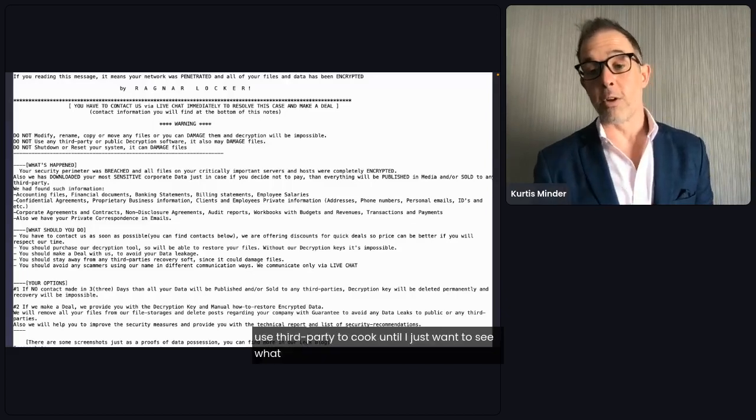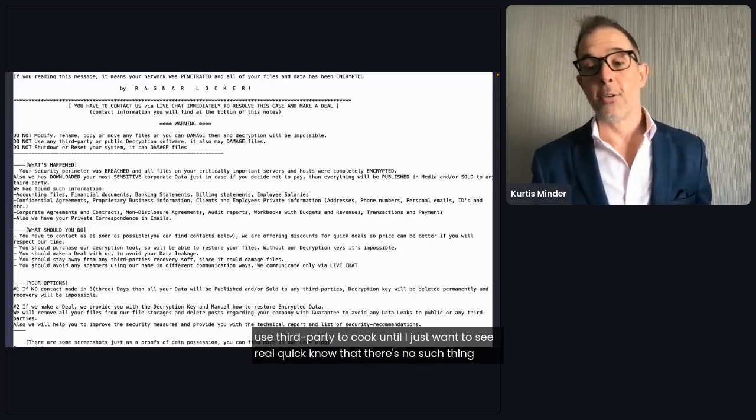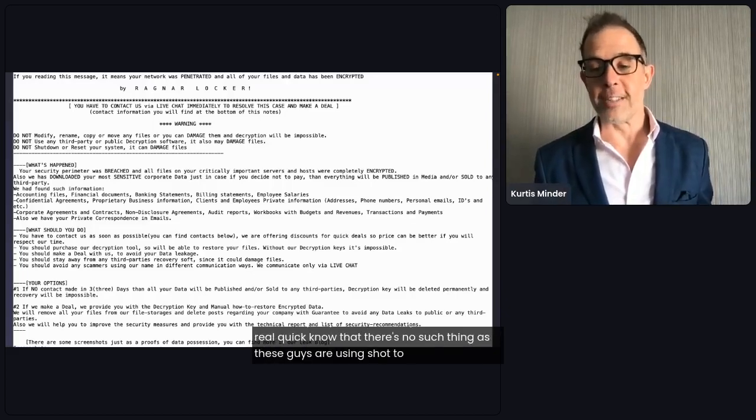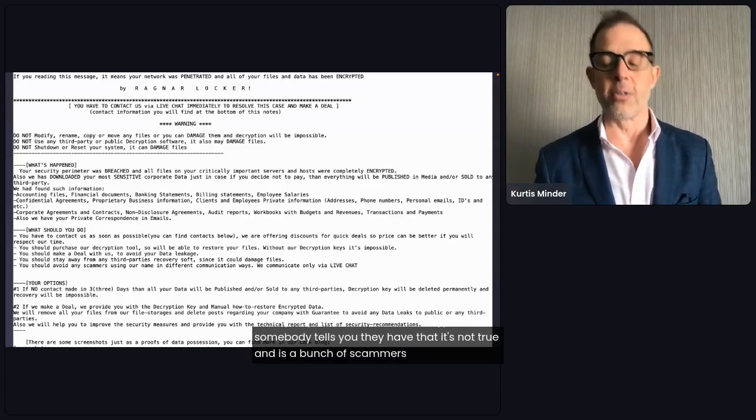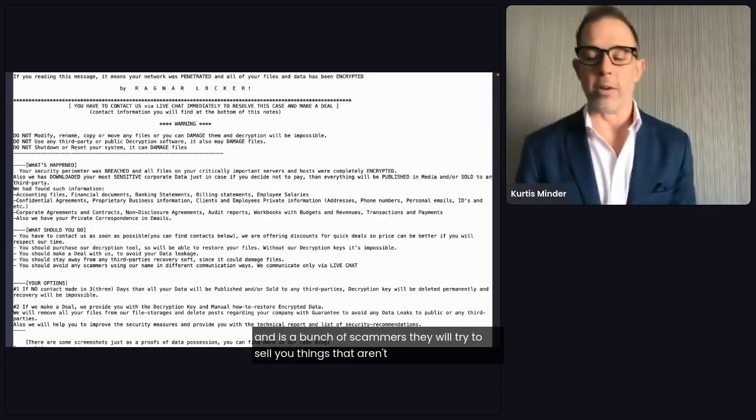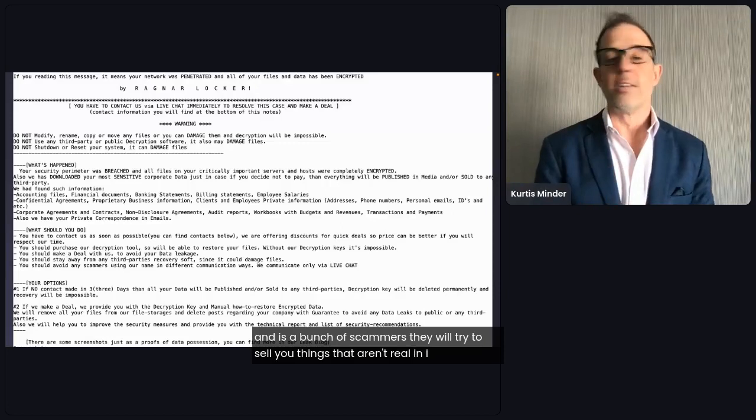I just want to make a real quick note on that. There's no such thing. These guys are using SHA-256 government-grade encryption. There is no such thing as third-party software that can decrypt that. If somebody tells you they have that, it's not true. And there's a bunch of scammers that will try to sell you things that aren't real, and that's a whole other discussion. But that's true.